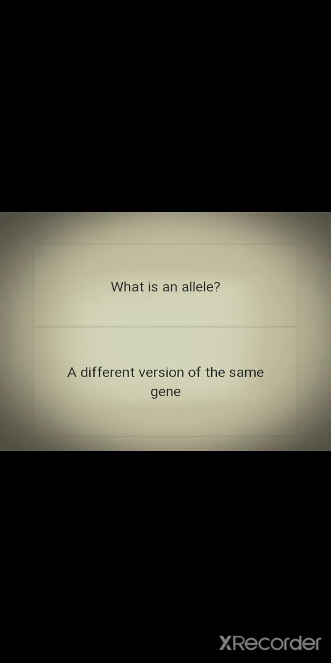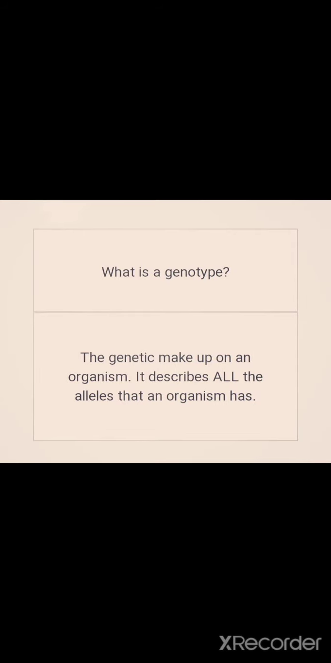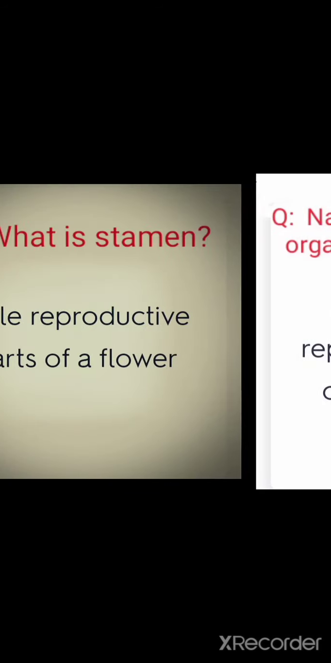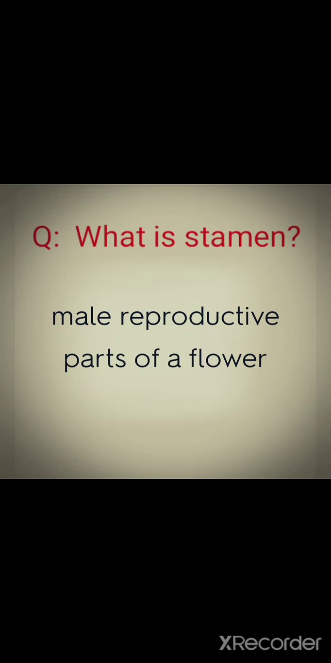What is an allele? Allele is a different variant of the same gene. Allele is an alternative form of the same gene. What is a genotype? The genetic makeup of an organism. It describes all the alleles that an organism has. Name the reproductive organ of angiosperms. Flower is the reproductive organ of angiosperms. Then the next question is, what is stamen? So the answer is, stamen is the male reproductive part of a flower.